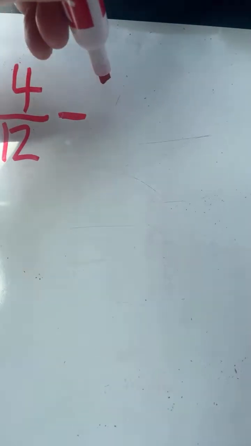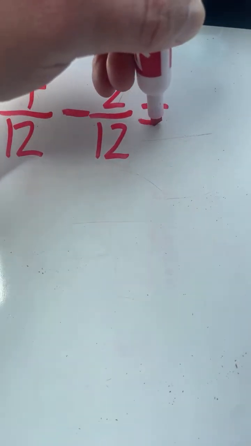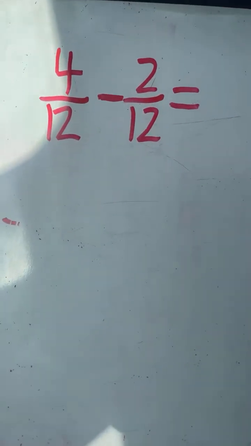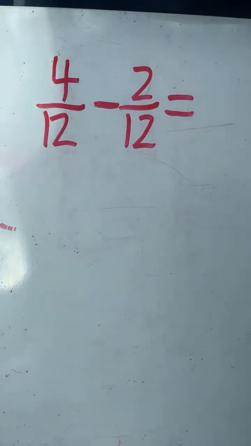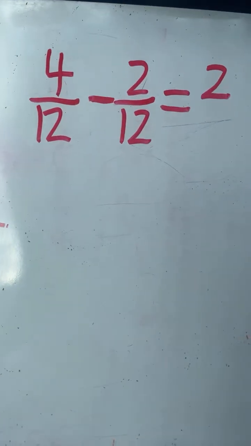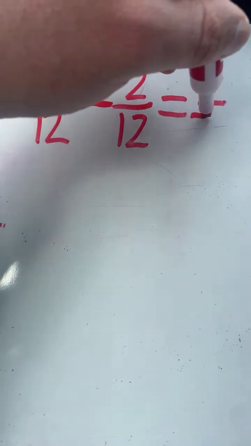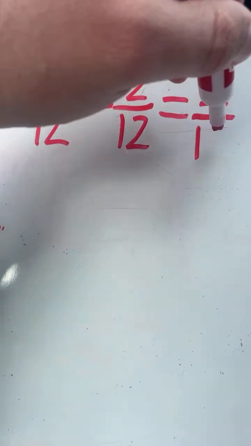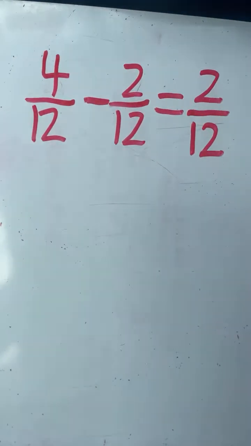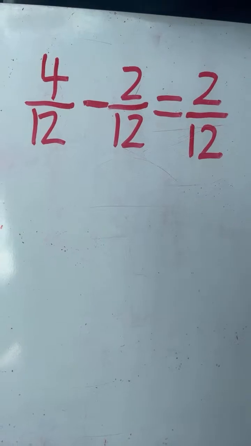4/12 minus 2/12. Step 1, we subtract our numerators. 4 minus 2 equals 2. Step 2, we keep our denominator the same. The denominator is 12 for both fractions we're subtracting. The denominator is going to be 12 in our answer. And there you have it. 4/12 minus 2/12 equals 2/12.